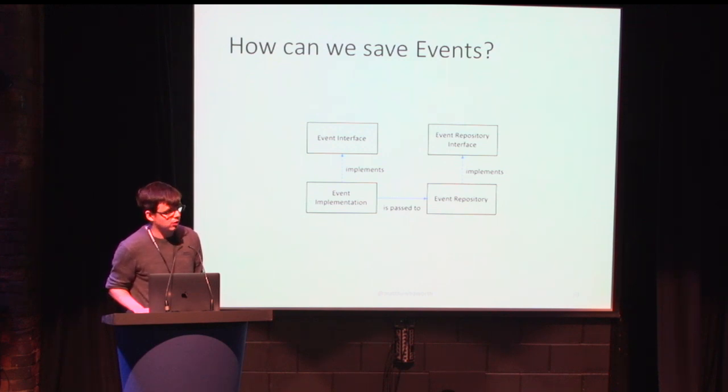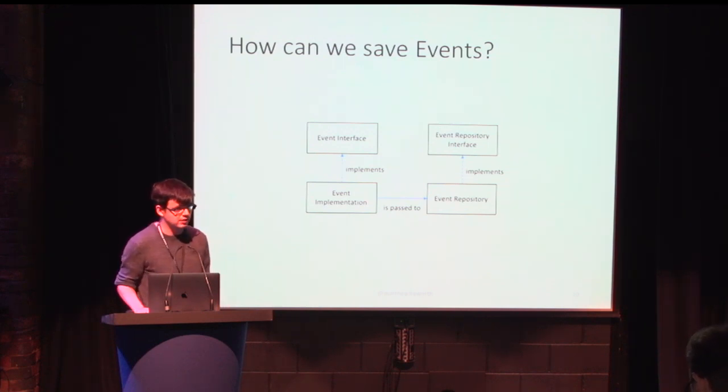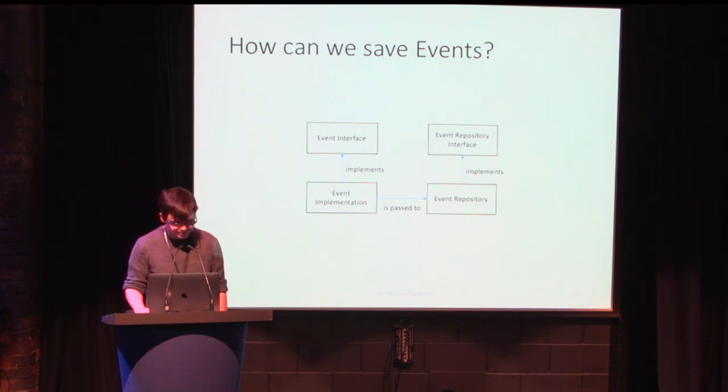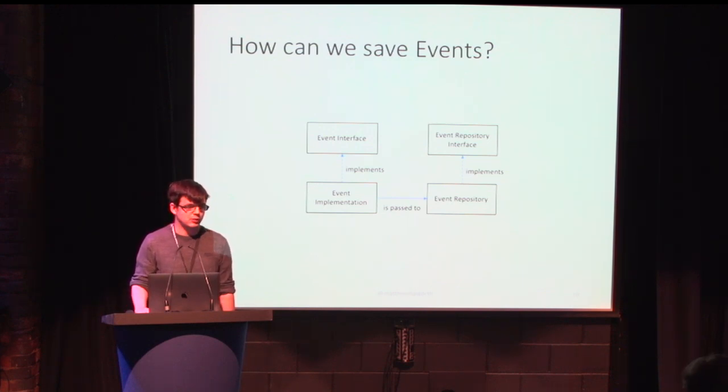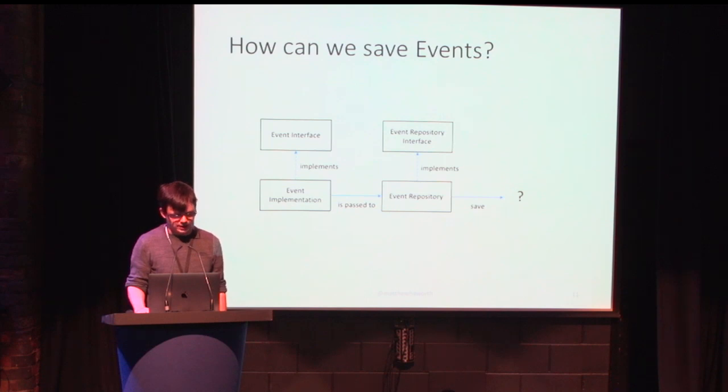I then need to create a concrete implementation of my event interface, a concrete implementation of my event repository, and then pass the concrete implementation of the event to the repository save method. And that's all fine, and the repositories are great. They allow me to have this new abstraction from the database layer, or any layer. Now I'm going to focus on the database layer, and I'm going to start questioning how I get any further than that. And in Magento 2, that gets quite interesting.